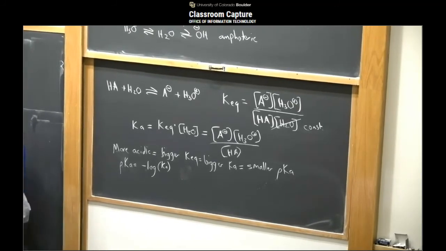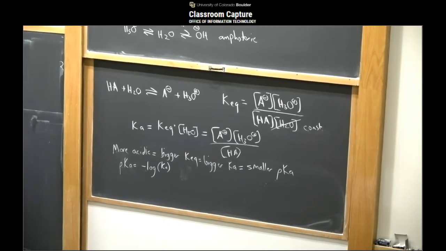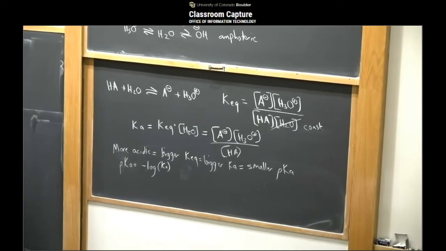A lot of the time we're looking more at base strength than acid strength. And so it helps to think of pKa like this: the bigger the number is, the more that conjugate base really wants to get its proton back so it can go back to being the neutral or whatever the starting acid form was.